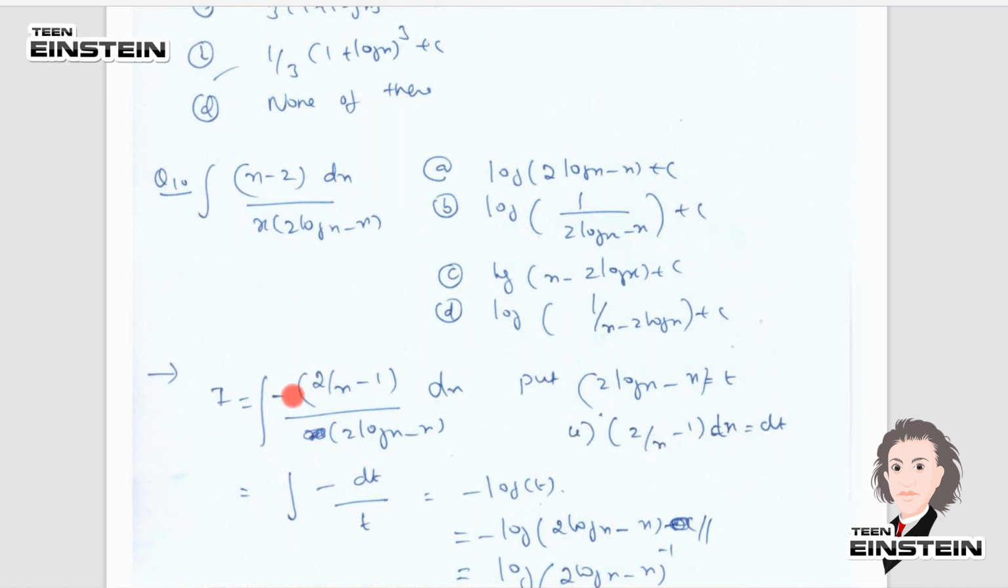So it can be replaced by dt because I'm having 2 by x minus 1 dx in the numerator. What is 2 by x minus 1 into dx? It is dt. So here I'll get minus dt by what is 2 log x minus x? It is t. What is integral minus dt by t? It is minus log t. Again, t is replaced by x, so 2 log x minus x plus constant of integration c. Bring this minus to the raised power.